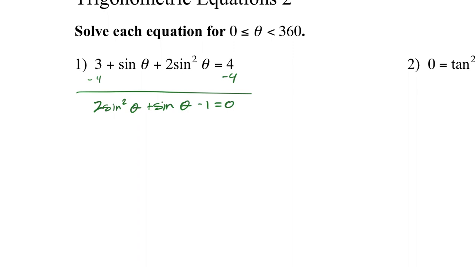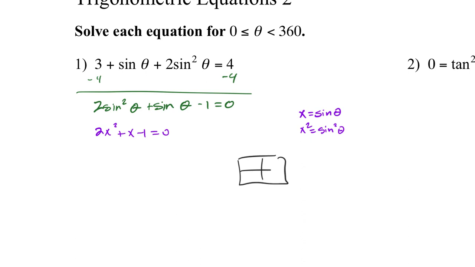So let's say that x equals sine of theta, and then if I square both sides, x squared equals sine squared of theta. So that means I get 2x squared plus x minus 1 equals 0. We can use the box method that I showed in that video. I get the 2x squared, the negative 1, then 2 times negative 1 is negative 2. So two numbers that multiply to give you negative 2 and add to positive 1 have to be 2x and negative x. So 2x here, negative x.